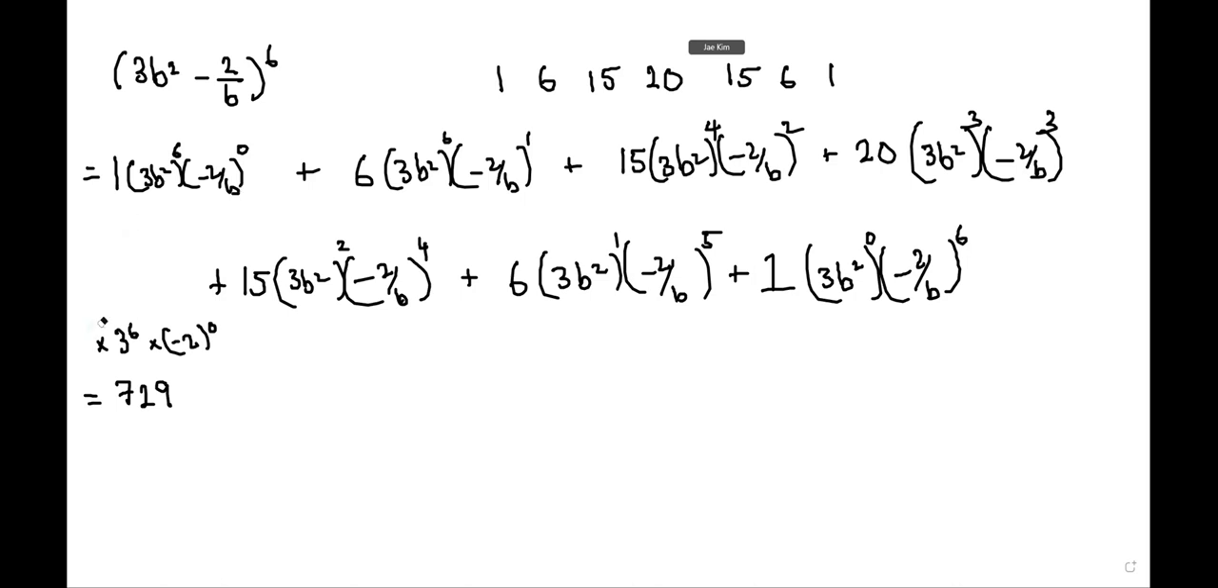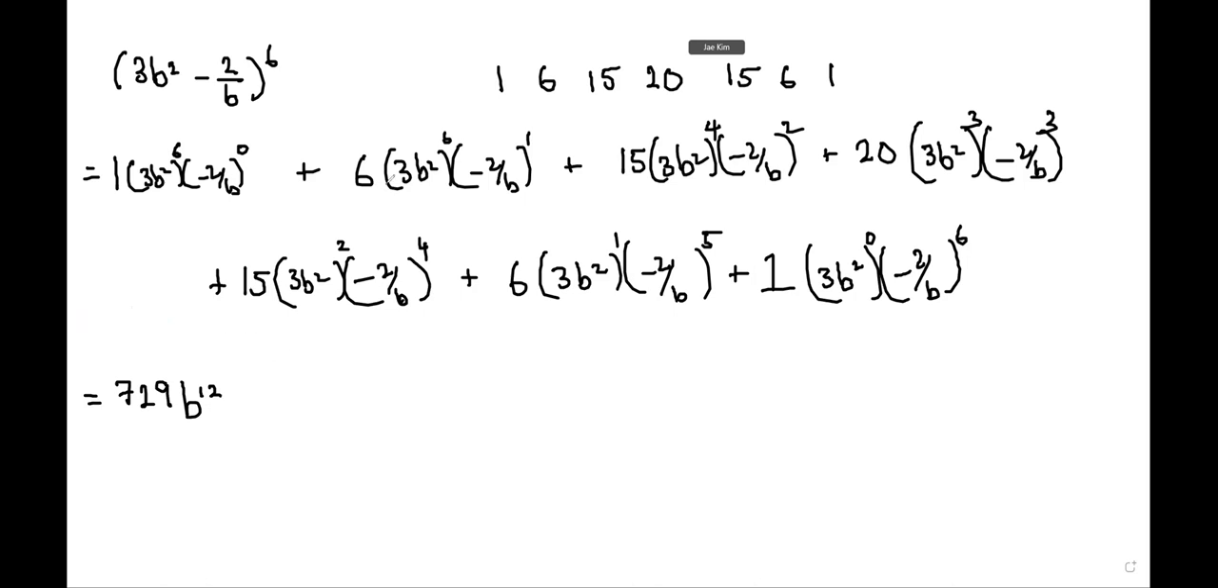Next, let's do the variable. B squared is to the power of 6, and then 1 over b is to the power of 0. So that's basically just a 1, and that's b to the power of 2 times 6. That's a b to the power of 12. Please remember your exponent laws. When you have a power of a power, the two exponents, the powers themselves, multiply.